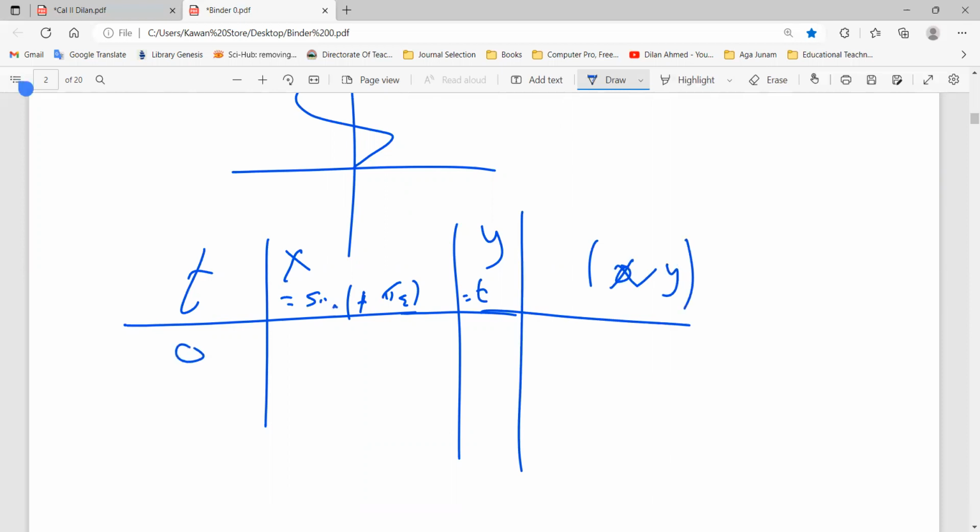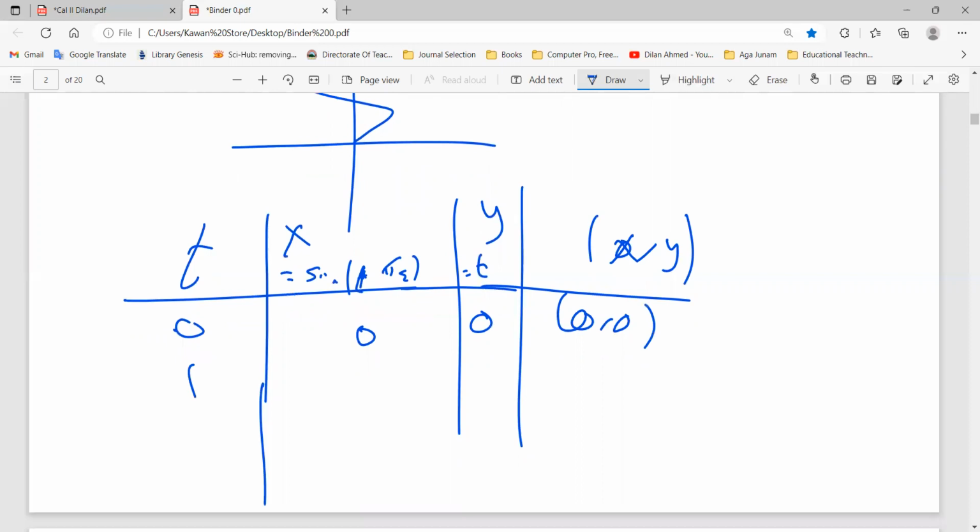So if t is 0, I put t here: sine of 0 pi over 2 gives 0, and y is also 0. So the point will be 0, 0. Then t equals 1. I will get sine pi over 2, and I know sine pi over 2 is equal to 1, and y is 1 again. So I'll get 1 and 1. You got it?